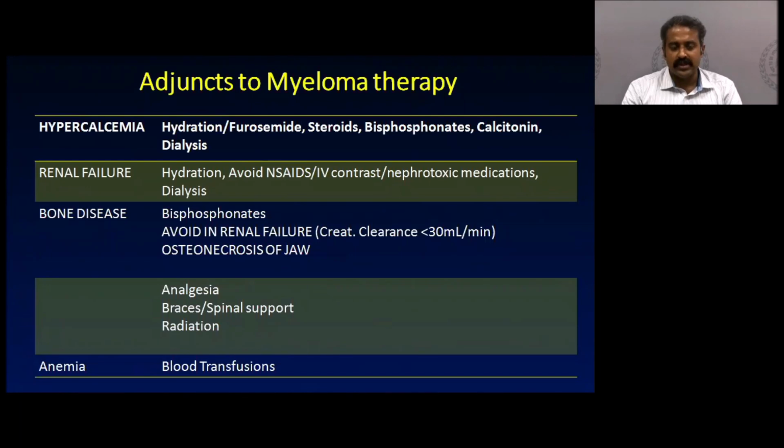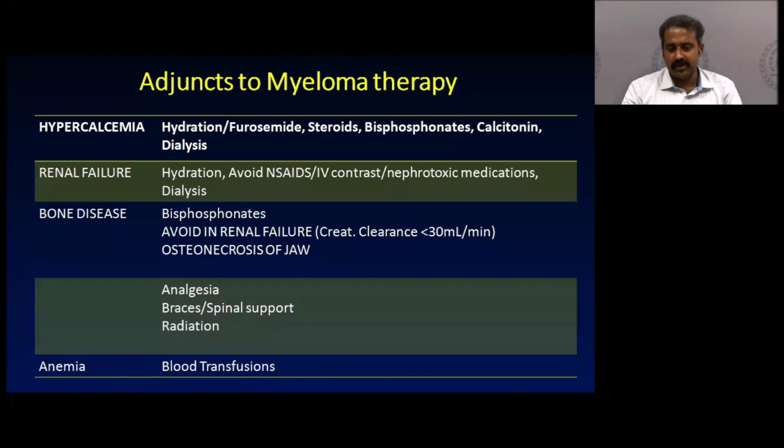Bone disease: there is use of bisphosphonates, and I said bisphosphonates are contraindicated in severe renal failure, which is defined as creatinine clearance less than 30, and also examine the dental status of the patient, because in patients with dental caries, if you use bisphosphonates, the patients can have osteonecrosis of the jaw.